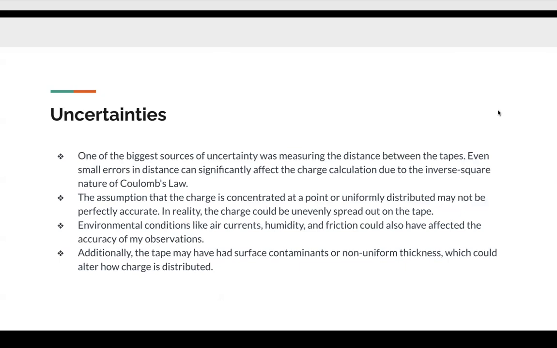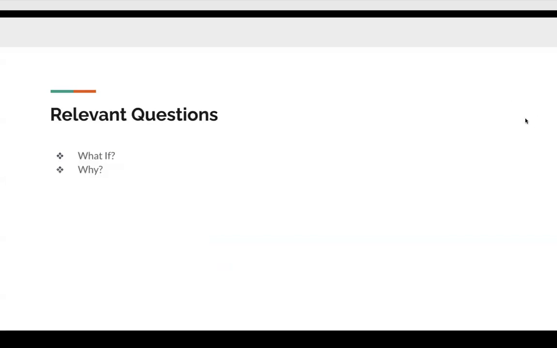Some of the uncertainties were that the measure of the distance between the tapes, even small errors in distance, can significantly affect the charge calculation, since this calculation is a much bigger number than we're used to, due to the inverse square nature of Coulomb's law. The assumption that the charge is concentrated at a point or uniformly distributed may not be perfectly accurate. A lot of these measurements were done just by hand and using a ruler, so it's not going to be perfectly accurate. And anything such as air currents, humidity, friction, surface contaminants, or any environmental conditions could have affected the tape, and this could affect the calculations.